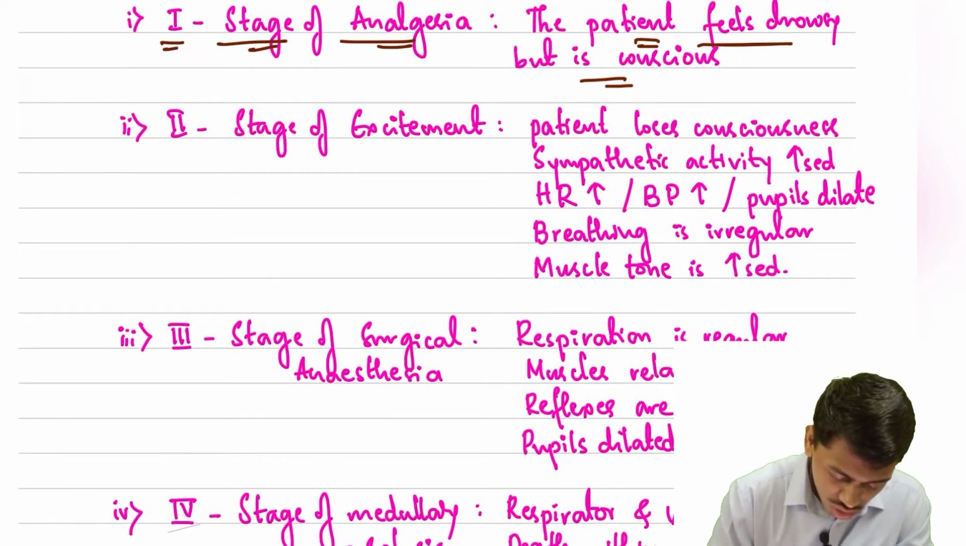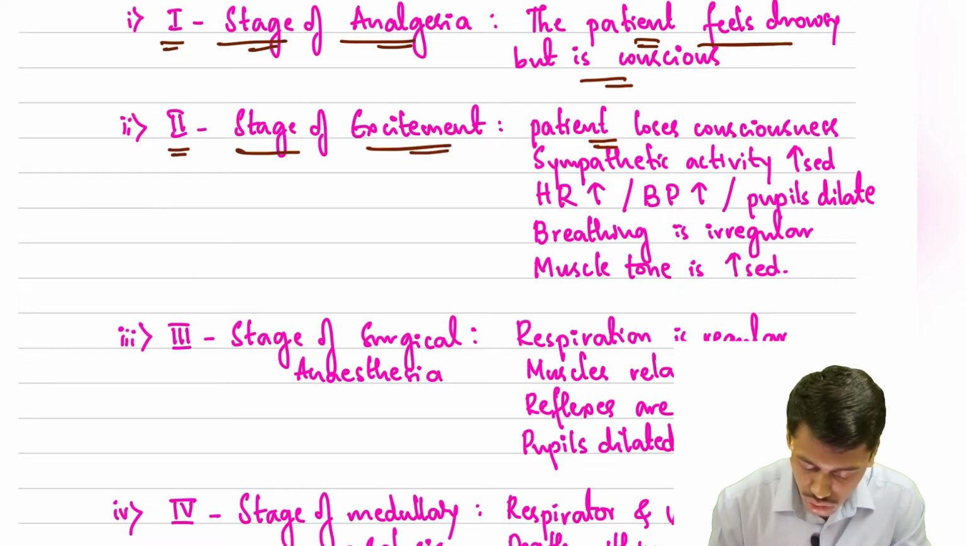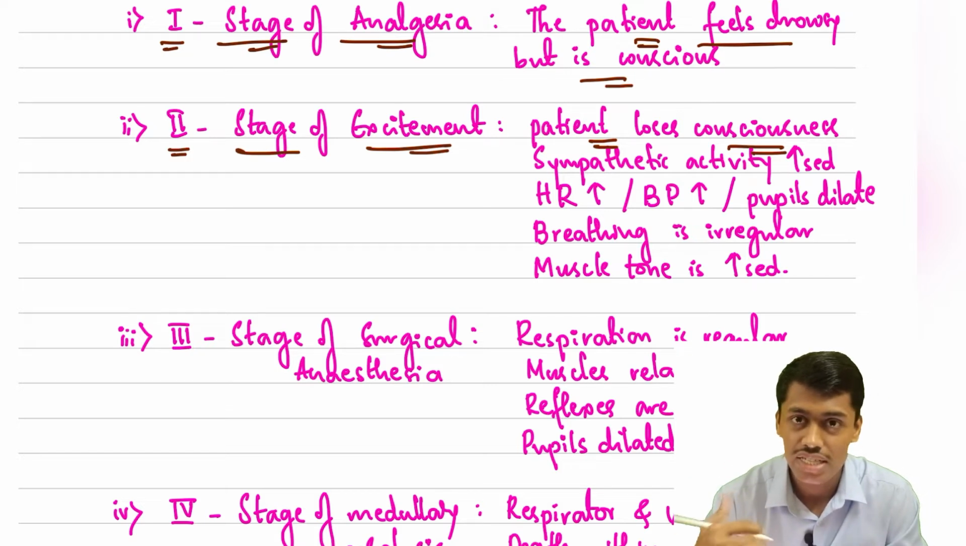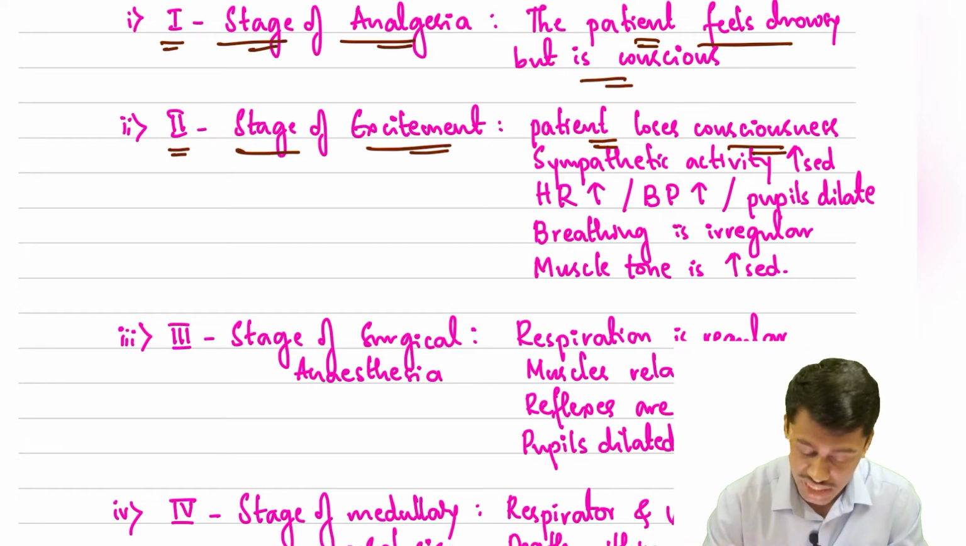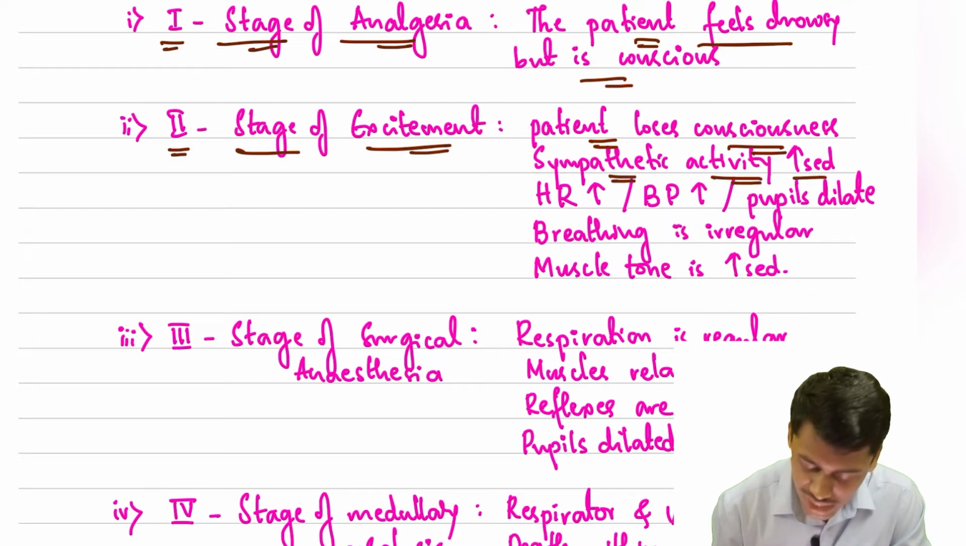The second stage is called the stage of excitement. The patient loses consciousness. Now that we have induced general anesthesia, the patient is unconscious. But what happens? The sympathetic activity will get increased.